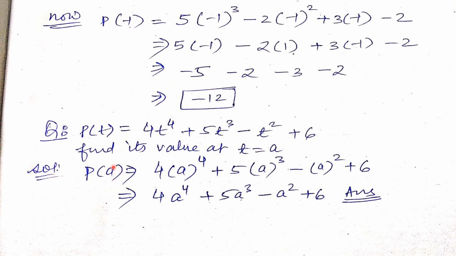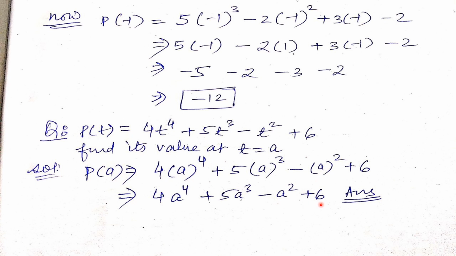You have to replace all the t with a. Simple, but in a bracket. Okay. So 4 bracket a power 4 plus 5 bracket a power 3 minus bracket a square plus 6. Let's solve. A power 4 is a power 4 only. So 4a power 4 plus 5a cube minus a square. A square remains a square only, plus 6.